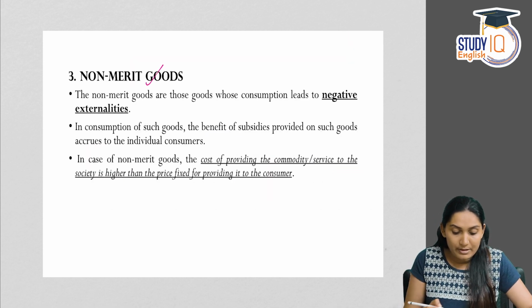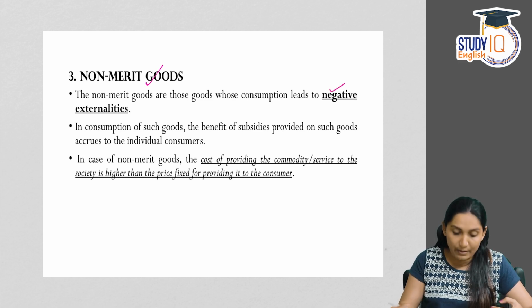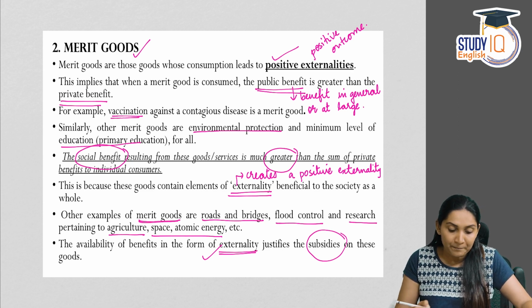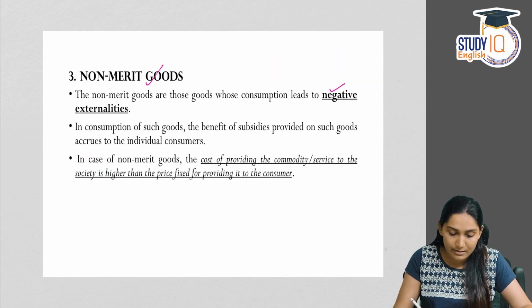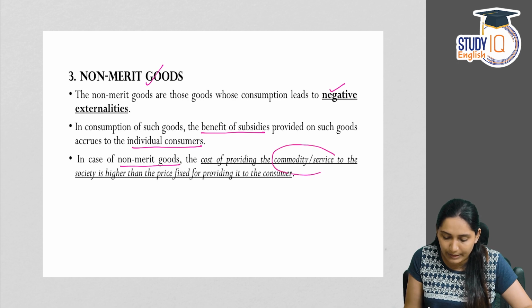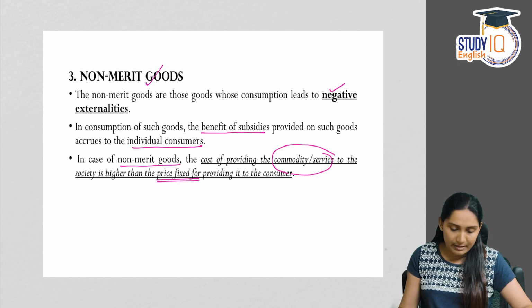Next is non-merit goods. Non-merit goods are those goods whose consumption leads to negative externality. Now see, in case of merit goods, we have seen that it leads to positive externality. In case of non-merit goods, it leads to negative externality. In consumption of such goods, the benefit of subsidies provided on such goods accrues to individual consumers. In case of non-merit goods, the cost of providing the commodity or service to the society is higher than the price fixed for providing it to the consumer. It leads to negative externalities.